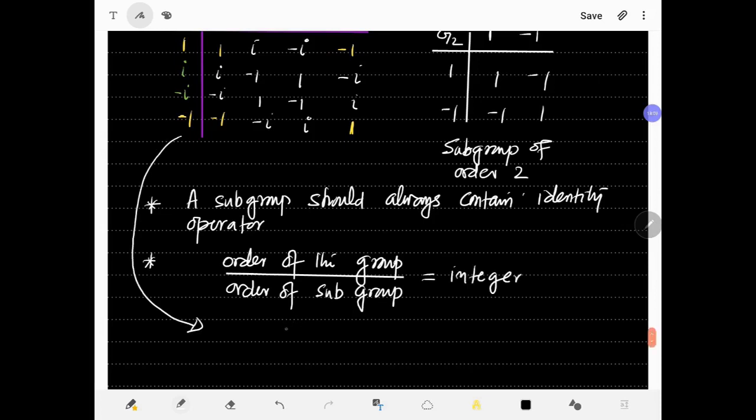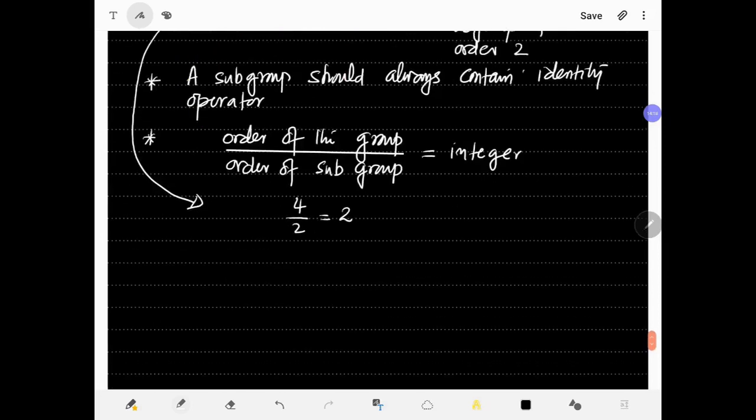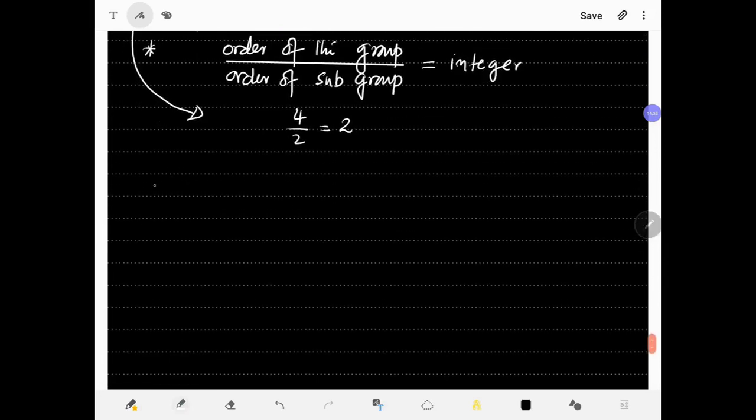So in the above example, we have a subgroup of order 2 and the main group is of order 4, and we are getting 2, an integer. If you are not getting an integer, that means you have made some mistake.